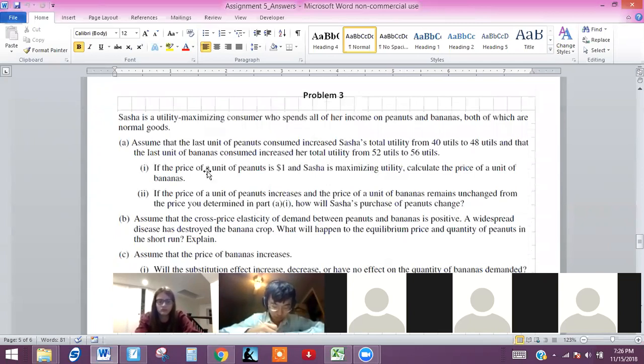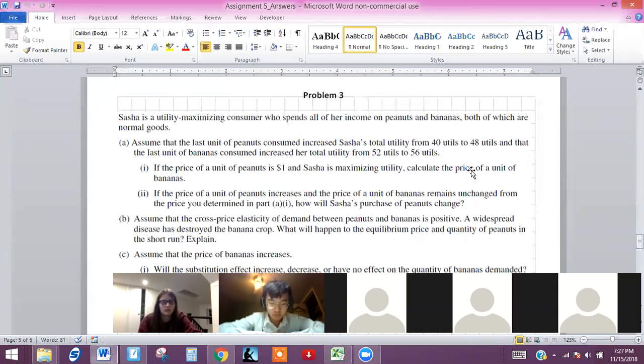So we're going to assume that the last unit of peanuts consumed increased Sasha's total utility from 40 to 48 utils, and that the last unit of bananas she consumed increased her total utility from 52 to 56 utils. So if the price of a unit of peanuts was $1 and Sasha is maximizing her utility, calculate the price of a unit of bananas. Okay, let's stop right there.